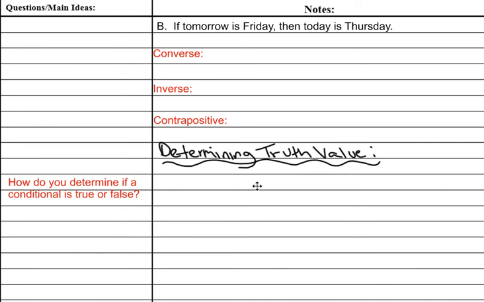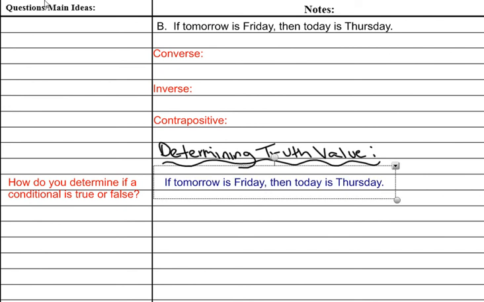Okay, next we're going to talk about determining truth value, meaning how do you determine if a conditional is true or false? So let's look back up here at example B. If tomorrow is Friday, then today is Thursday. We've already decided that that is a true statement.